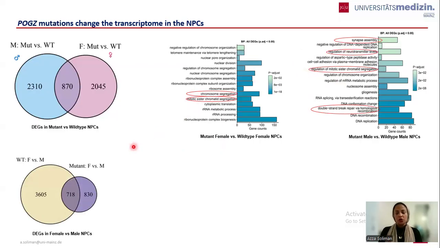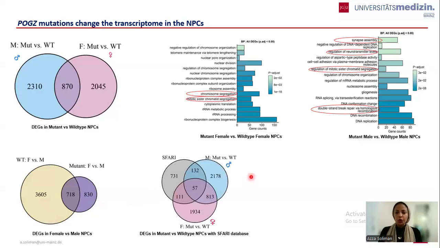One thing that was interesting to see was that the transcriptome of the cells carrying mutations in POGZ, the mutant female and mutant male, had fewer differentially expressed genes between them compared to the wild type cell lines, which means somehow POGZ mutations affect the transcriptome to the point that they are more similar, which in our case we called a POGZ specific transcriptome.